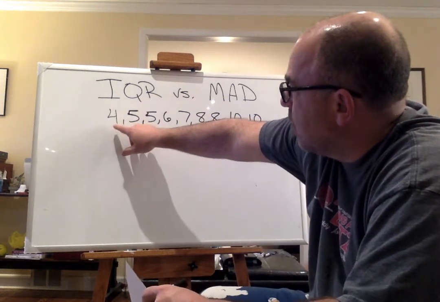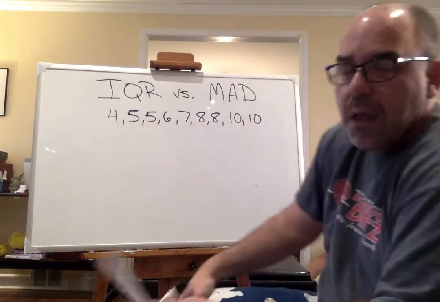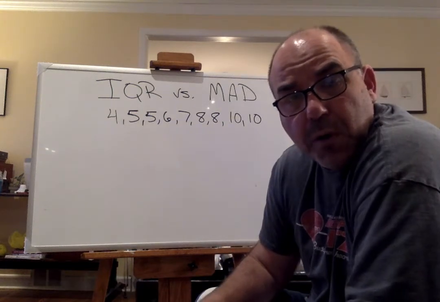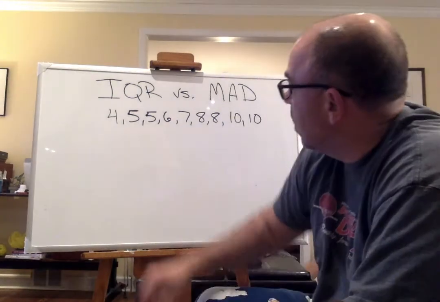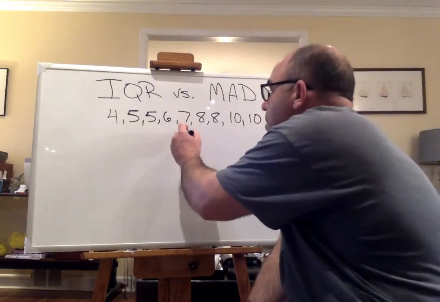So let's see how many numbers we have. 1, 2, 3, 4, 5, 6, 7, 8, 9. Okay, so we have 9 numbers, which means we're going to pick the middle number. We don't have to add 2 numbers together and divide by 2. So the middle number is going to be 7. So here's my median.